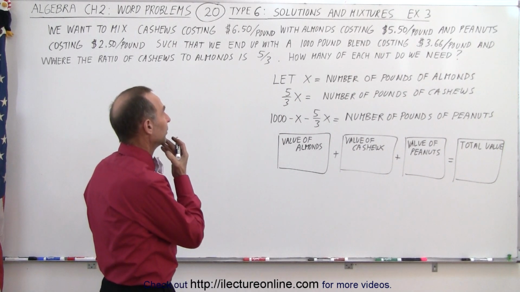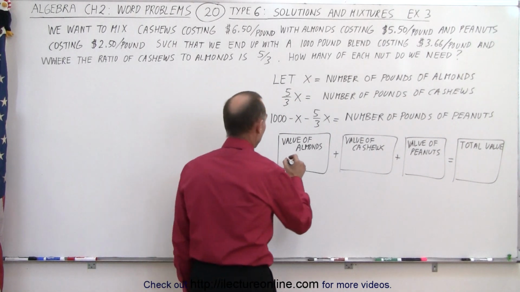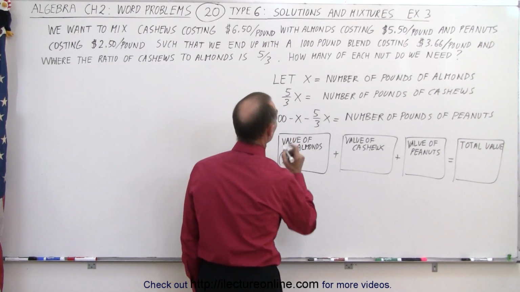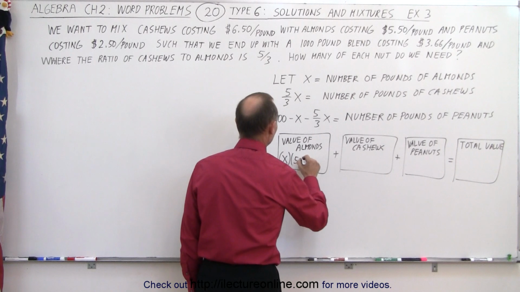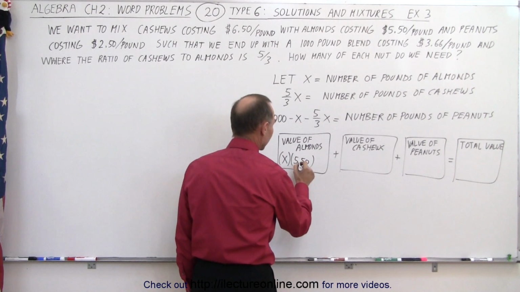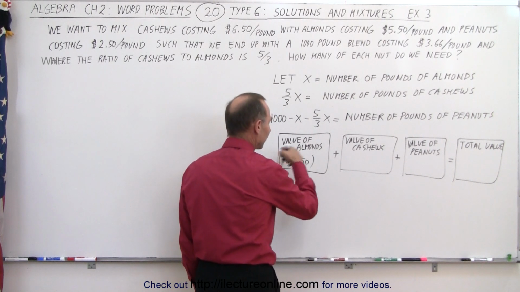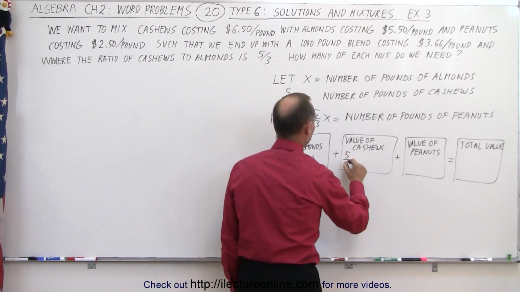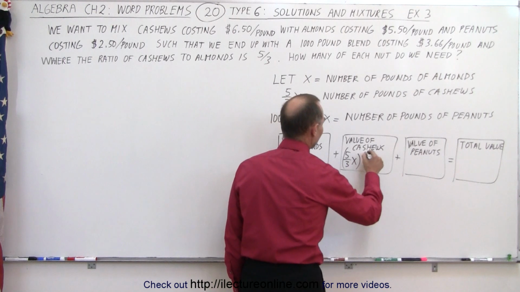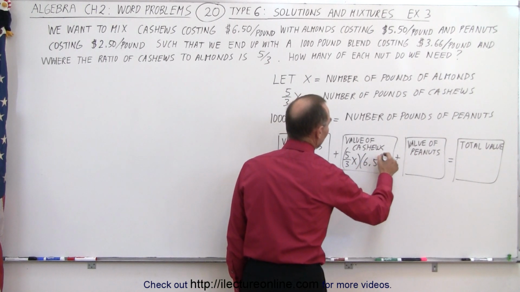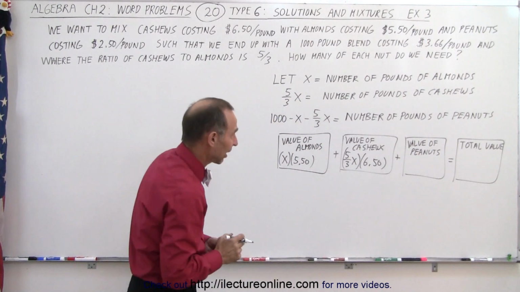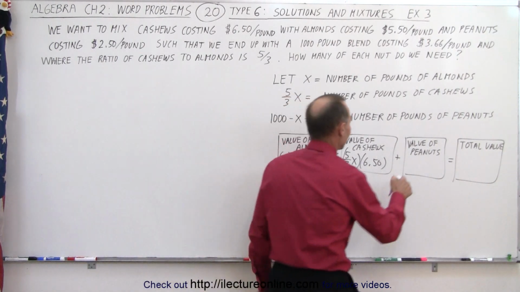That's going to be the key to figuring everything out. The value of almonds is the number of pounds of almonds times the cost per pound, which for almonds is $5.50. For cashews, the number of pounds of cashews times $6.50 per pound gives us the total value of cashews. And then we do the same for peanuts.